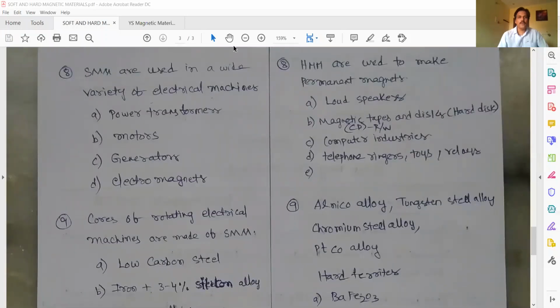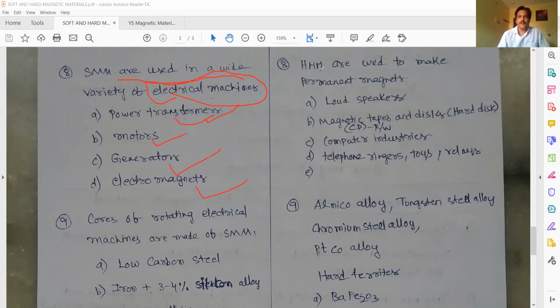Next, soft magnetic materials. What are the applications of these materials? Soft magnetic materials are used in a wide variety of electrical machines. Electrical machines means power transformers, motors, generators, electromagnets. In transformers we use voltage, current, frequency. Motors, generators, electromagnets use soft magnetic materials.